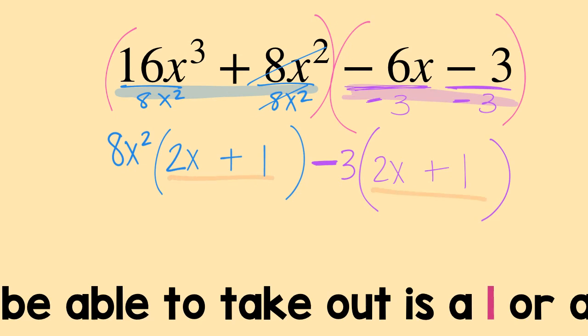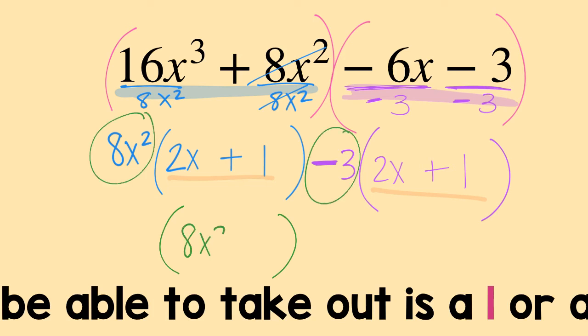So let's go ahead and write our factors. So we would have 8x squared minus 3 in one of them. And then in the other one, we would have the 2x plus 1.